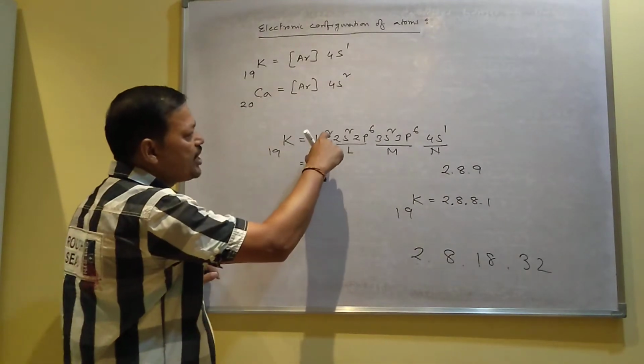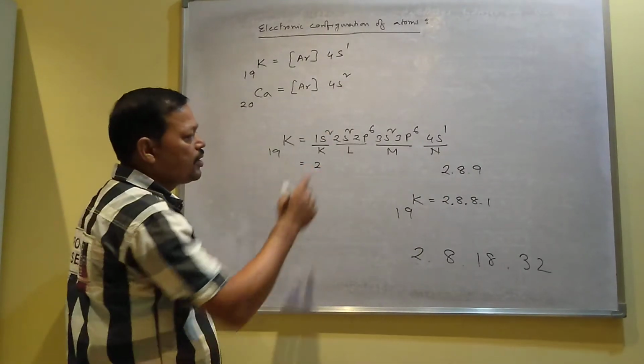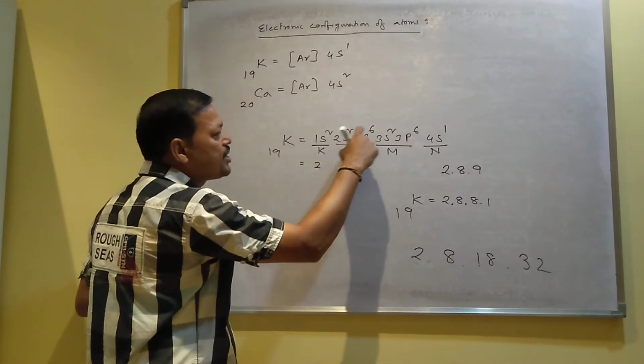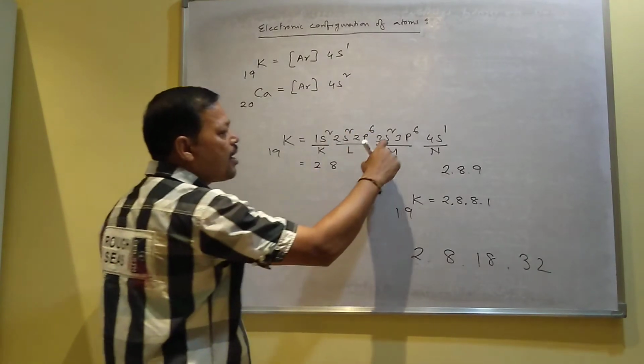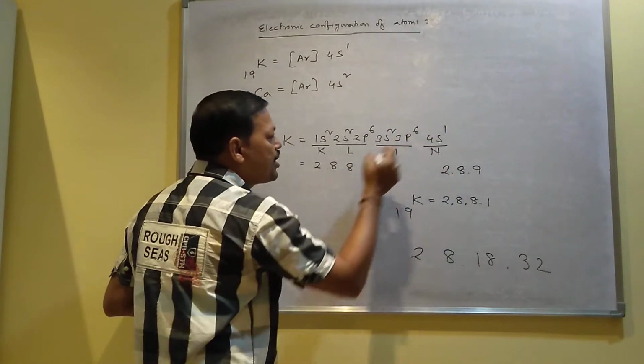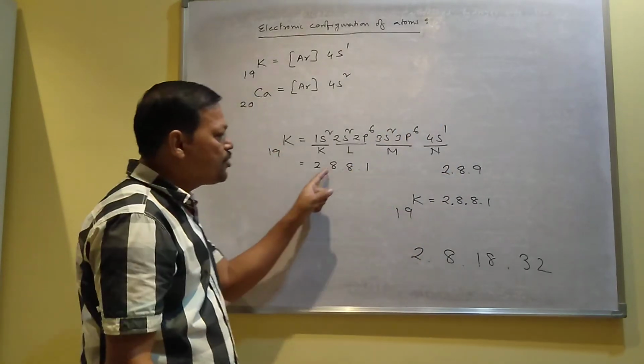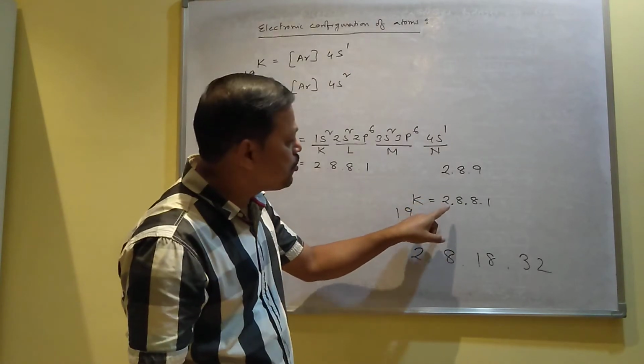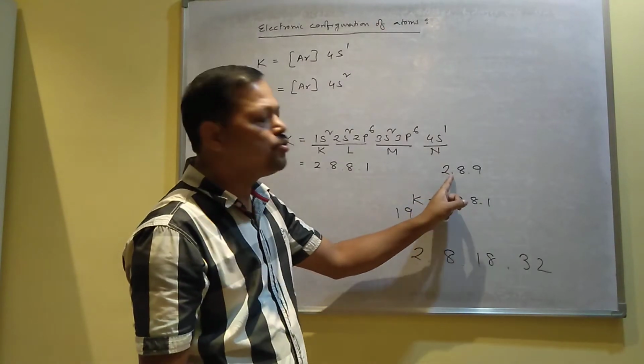So how many electrons does the first shell contain? 2. How many electrons does the second shell contain? 6 plus 2, 8. How many electrons does the third shell contain? 6 plus 2, 8. And how many electrons does the fourth shell contain? 1. And that is why the electronic configuration of potassium is 2, 8, 8, 1, not 2, 8, 9.